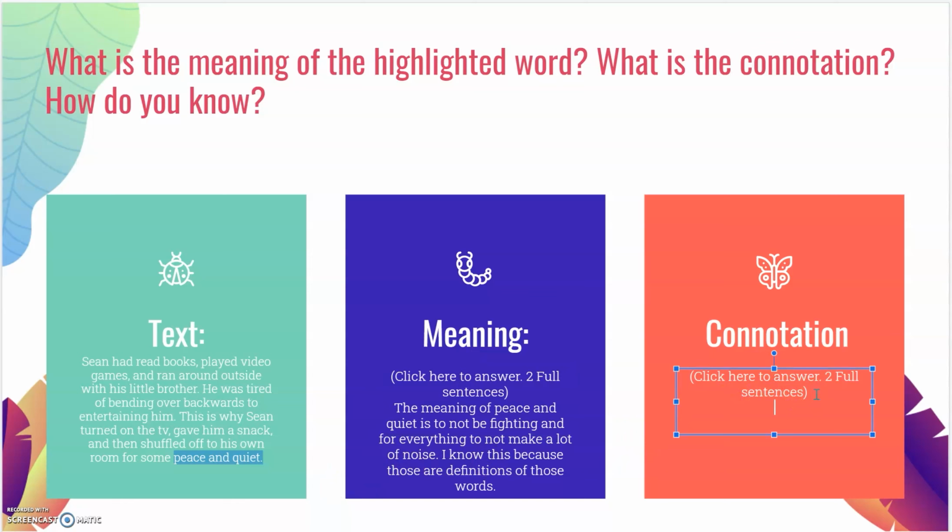So what's the connotation? Well, we know that he's tired, right? We already figured that out. He shuffled off, right? He gave a bunch of things to his brother to distract him, and he's on his own. So for me, the connotation of peace and quiet is to be alone and doing your own thing, right? I know this because he gave his brother distractors and went to his own room by himself, right? So that's what's being implied by peace and quiet, right?